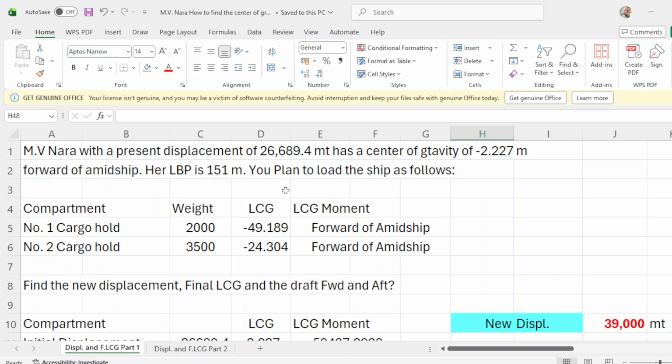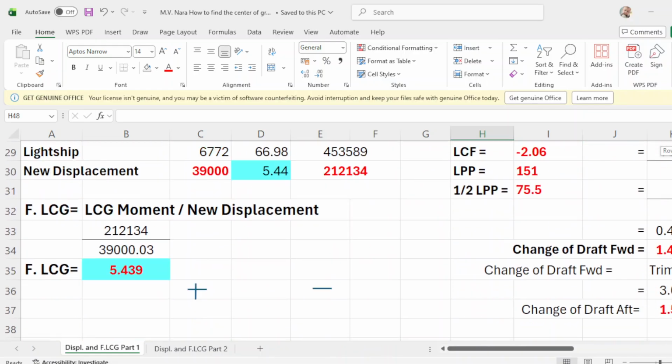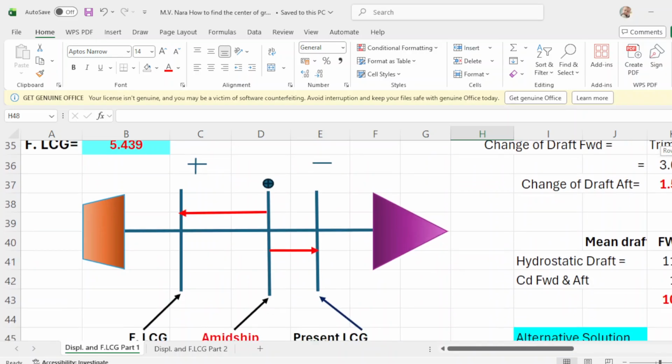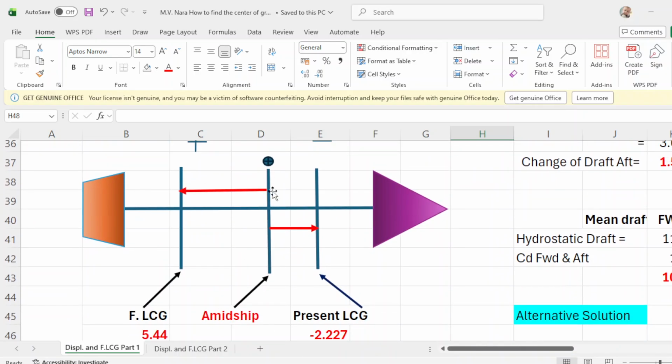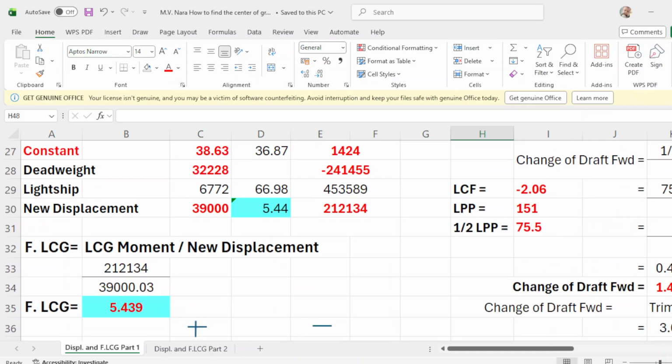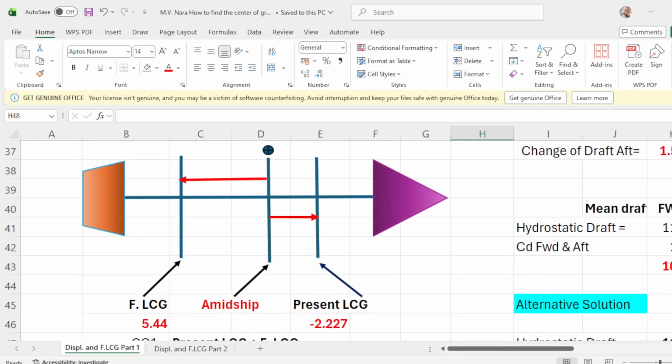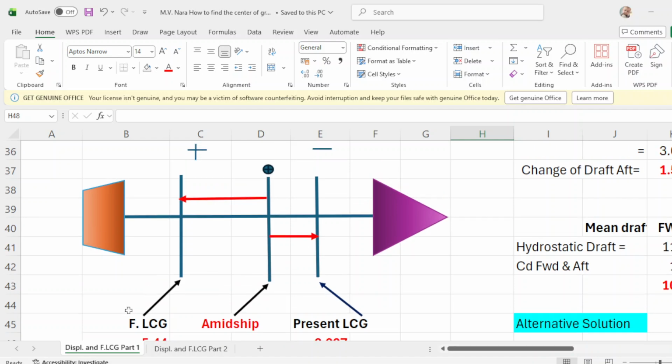When you say negative, this is what it means, guys. This is your amidship. From amidship going forward is a negative sign, and from amidship going backward is a positive sign. Okay, since this is your amidship, right?